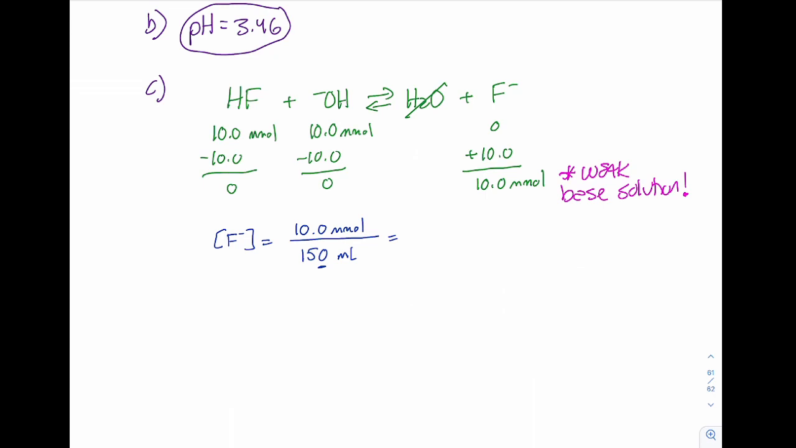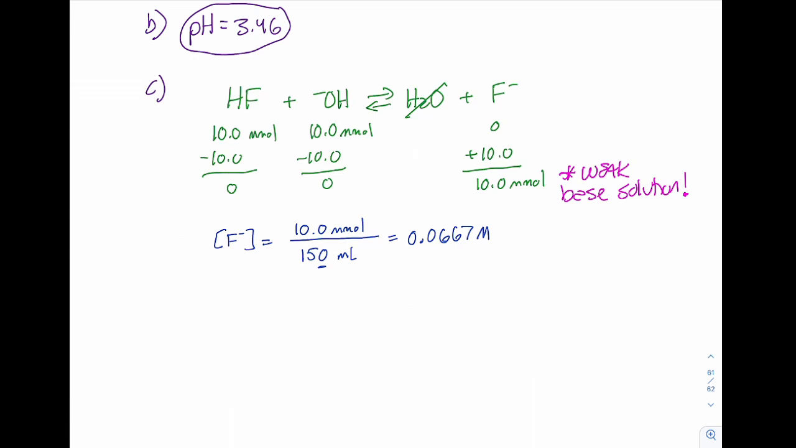So I have 10, I'm grabbing my calculator, divided by 150. And I have 0.0667 molar. Again, I want those 3 significant digits, right? 3 here, because I am counting that 0. So now that we have that number, we need to write our base dissociation equilibrium equation.